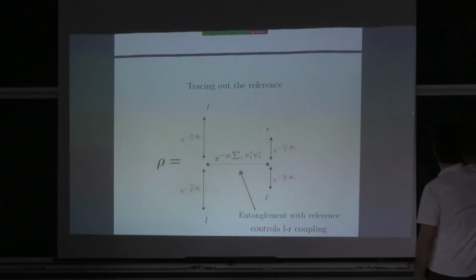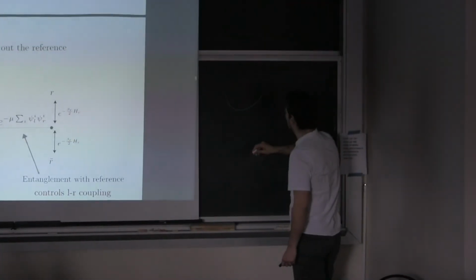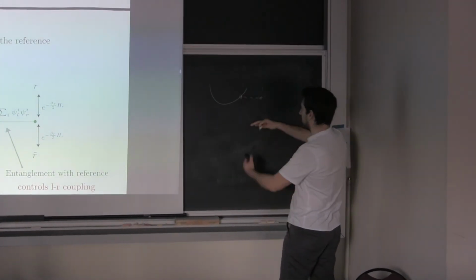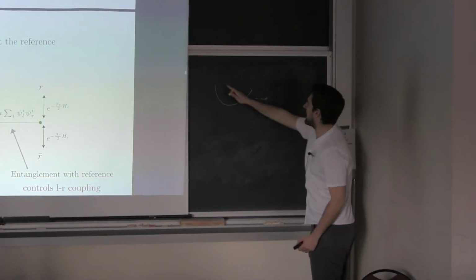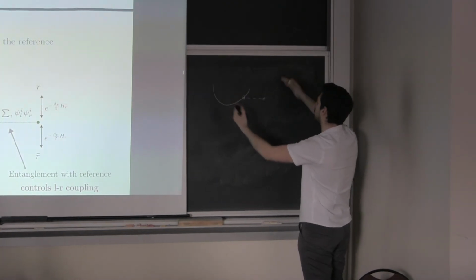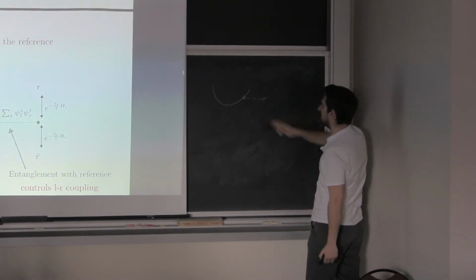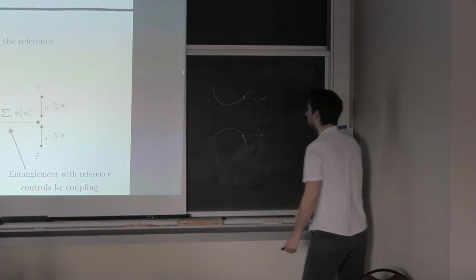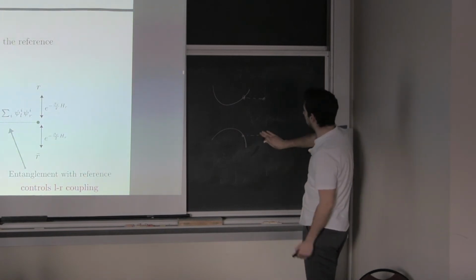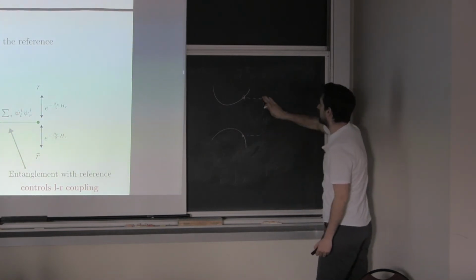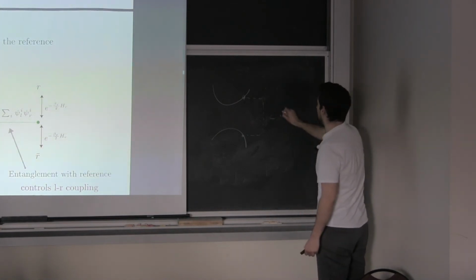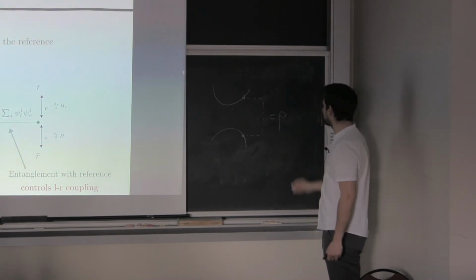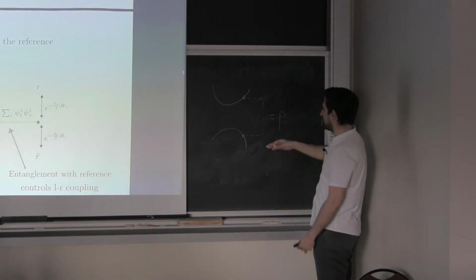So we have this Euclidean path integral that prepares the state of our two-sided SYK black hole with the probe in it. I want to take two copies of that state, and then trace out the reference. Tracing out the reference, I will represent by this dotted line over here. So this would be the reduced density matrix of the two SYKs after we trace out the reference.